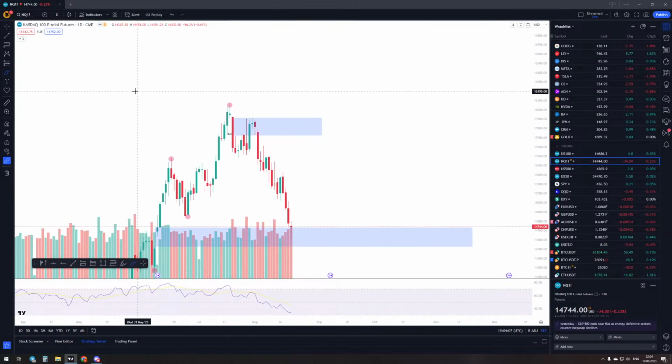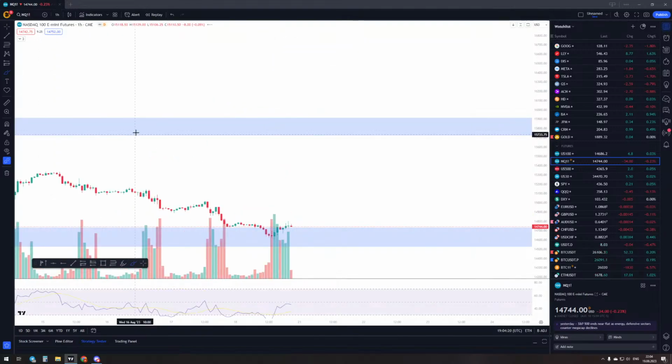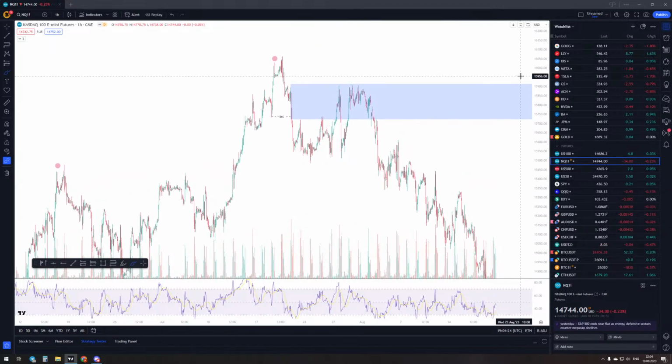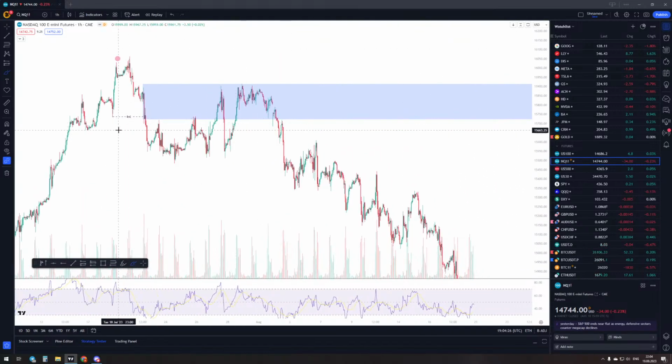this. This is on the daily. We don't have a market break of structure. We have it only here, but if we go into the 1 hour, which can help us identify the break of market structure. Yeah, here you see.